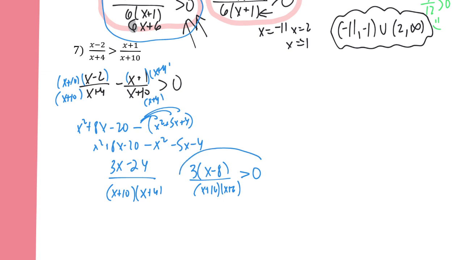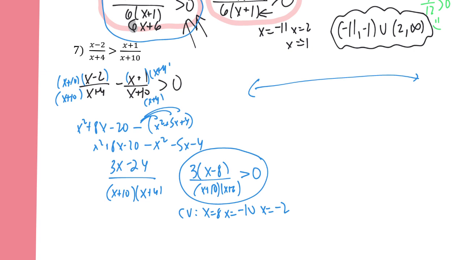Okay, so this is going to be our critical values are x equals 8, x equals negative 10, and x equals negative 4. And so we make a number line, make sure you plot the values in order.